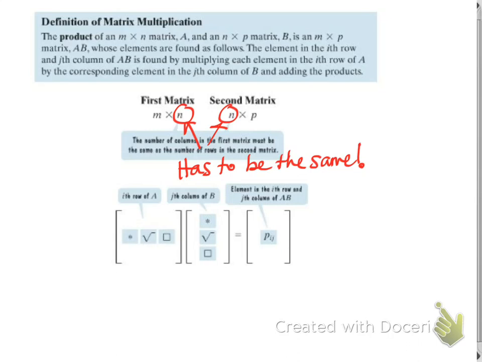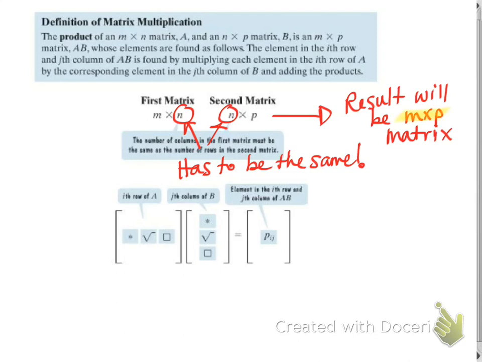That always has to be the same in order to multiply two matrices. You can't multiply every matrix in the world. It has to have a commonality like that. Notice that M and P can be different, but the first matrix has to have the same number of columns as the second matrix has rows. That has to be the same. And if we think about why that makes sense, we'll look at that in just a second.